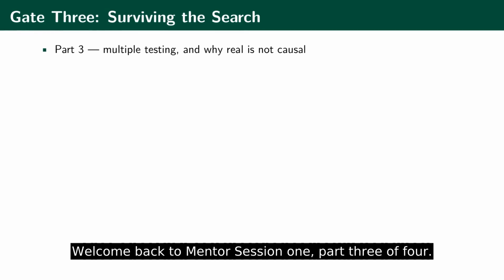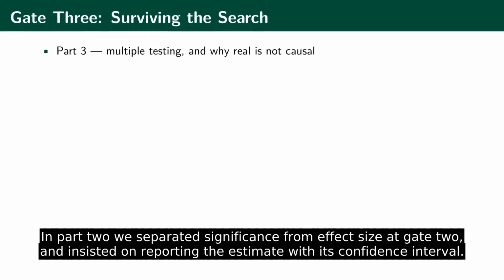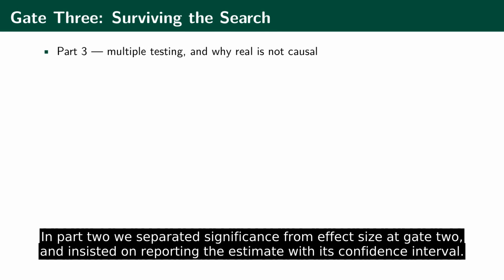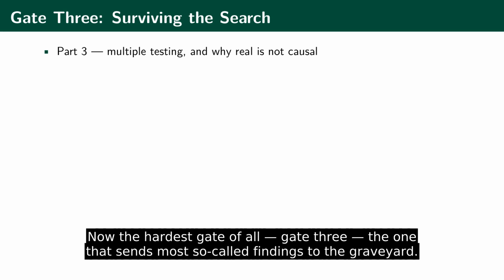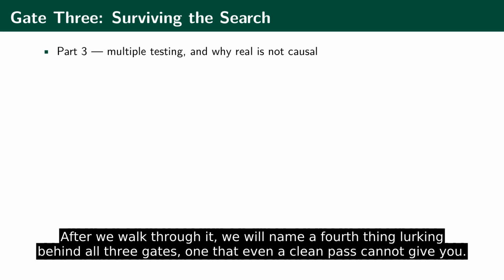Welcome back to Mentor Session 1, Part 3 of 4. In Part 2, we separated significance from effect size at Gate 2 and insisted on reporting the estimate with its confidence interval. Now, the hardest gate of all, Gate 3, the one that sends most so-called findings to the graveyard. After we walk through it, we will name a fourth thing lurking behind all three gates, one that even a clean pass cannot give you.